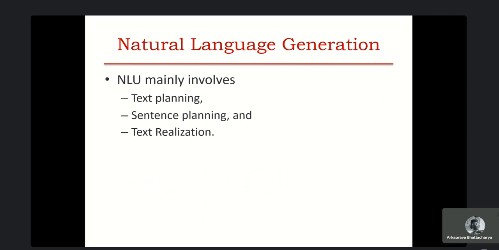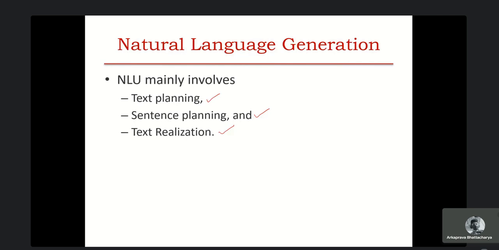So NLG mainly involves three important things. One is text planning, the second one is sentence planning, and the third one is text realization. Text planning is extracting relevant information or content from the knowledge base. That means you are trying to retrieve plain text from the knowledge base like humans do.